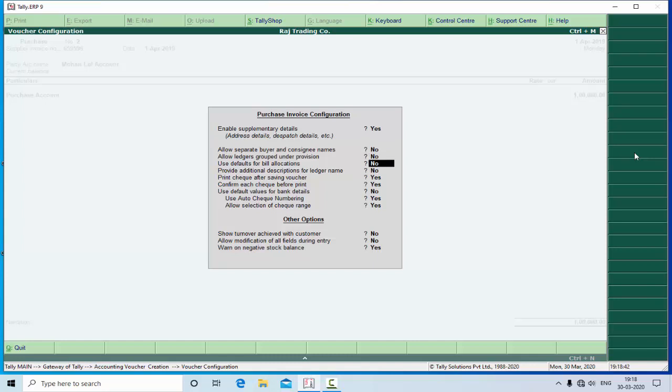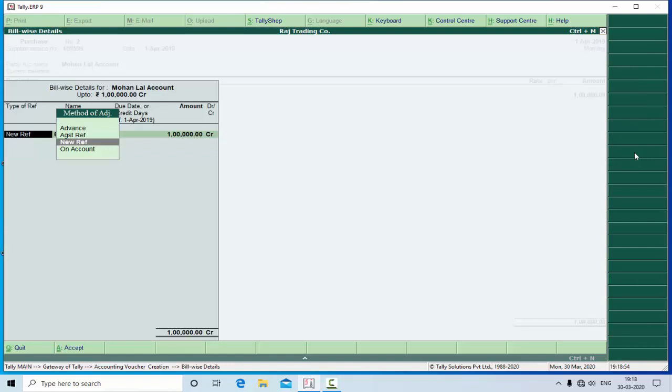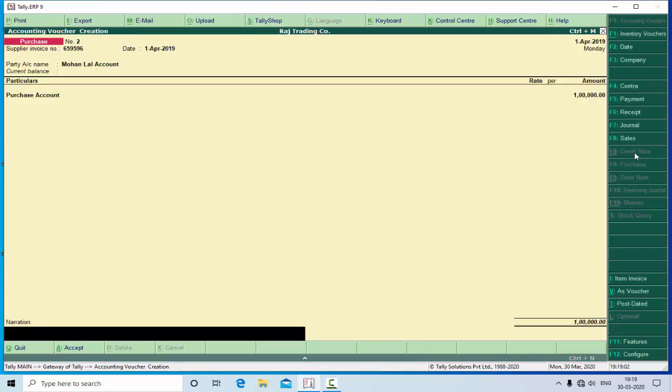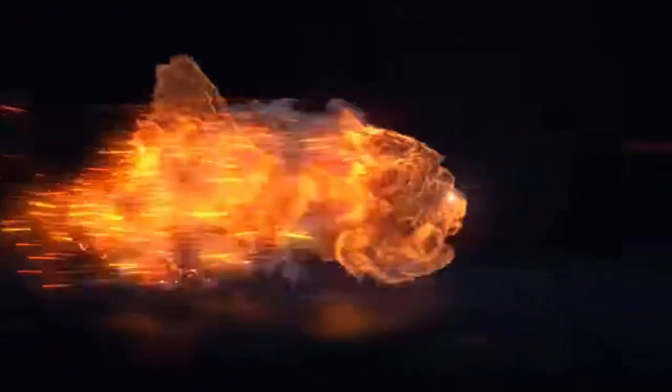Select this option: use default for bill allocation, no. So this option should be no. Then you can enter the details of the bill. So this gray screen will be opened only when this option is no. I think you understand. And then enter the amount. Yeah, you can enter the narration here and then save the entry.